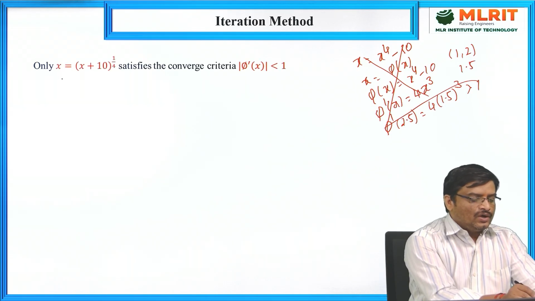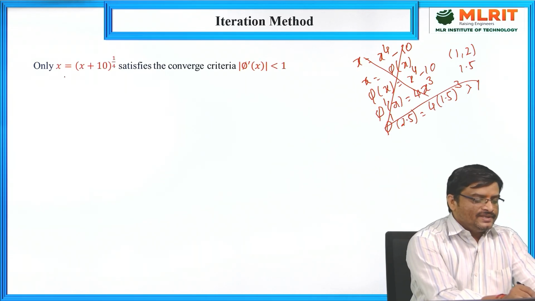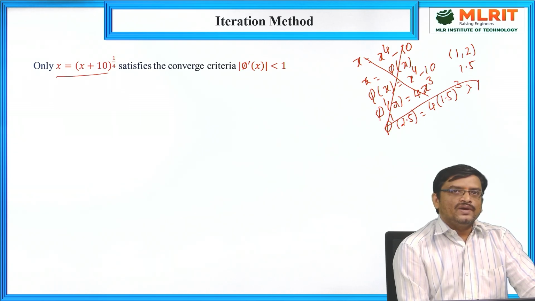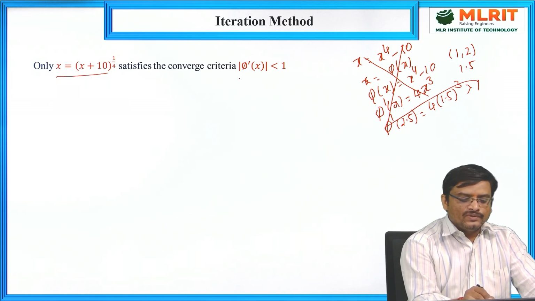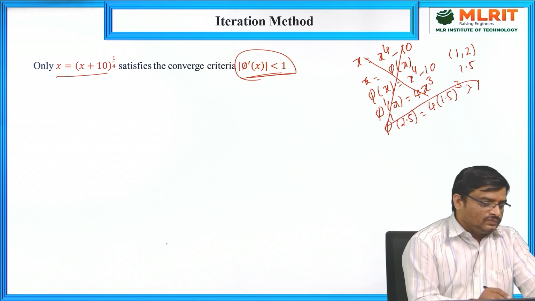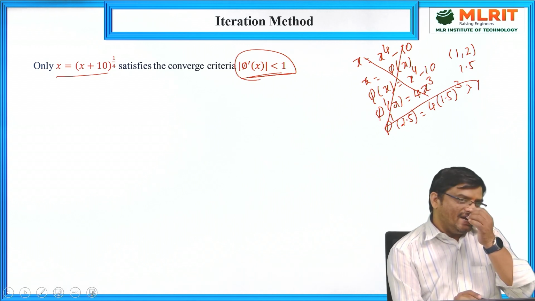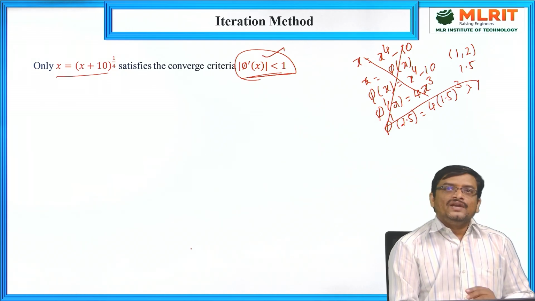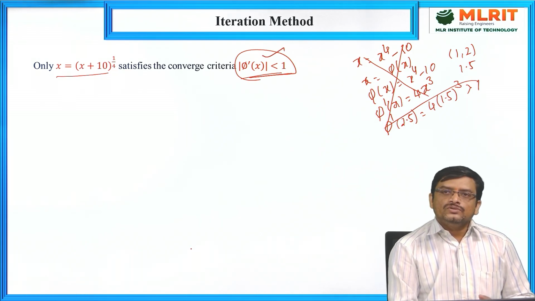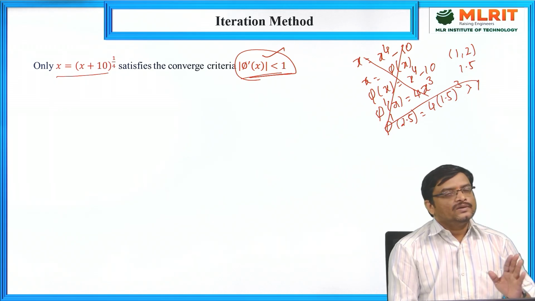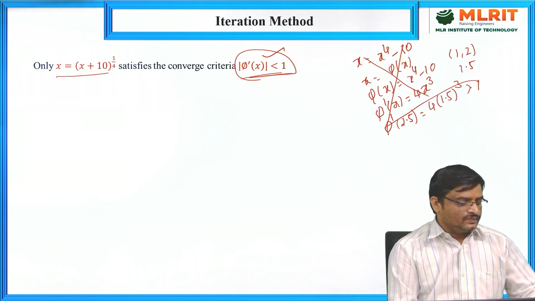So out of these three forms, only the form x is equal to (x + 10) whole to the power of 1 by 4 satisfies our convergence criteria. This is our condition here. Like this, we have to identify the suitable form which satisfies this condition from the different forms of x is equal to phi of x. This is the important thing here. Once this is completed, most of the problem will be completed.